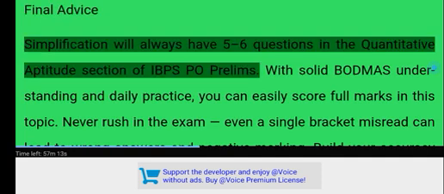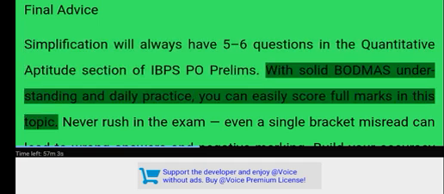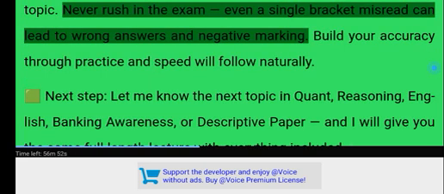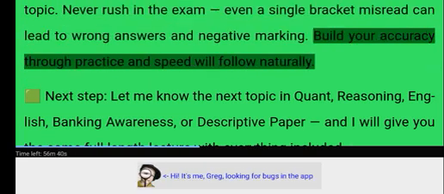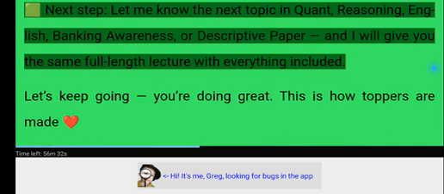Final advice: simplification will always have 5 to 6 questions in the quantitative aptitude section of IBPS PO prelims. With solid BODMAS understanding and daily practice, you can easily score full marks in this topic. Never rush in the exam. Even a single bracket misread can lead to wrong answers and negative marking. Build your accuracy through practice and speed will follow naturally.